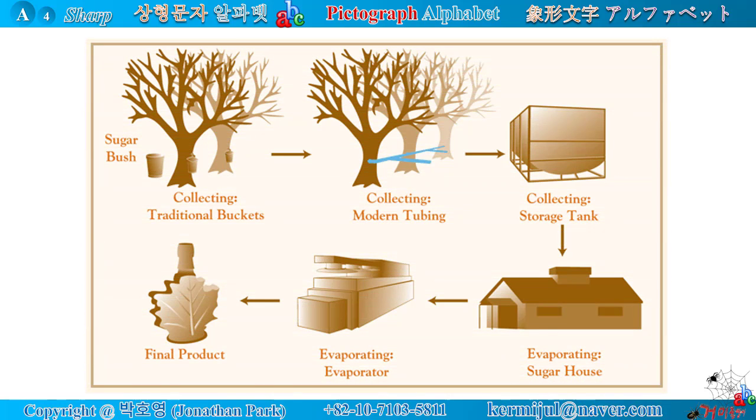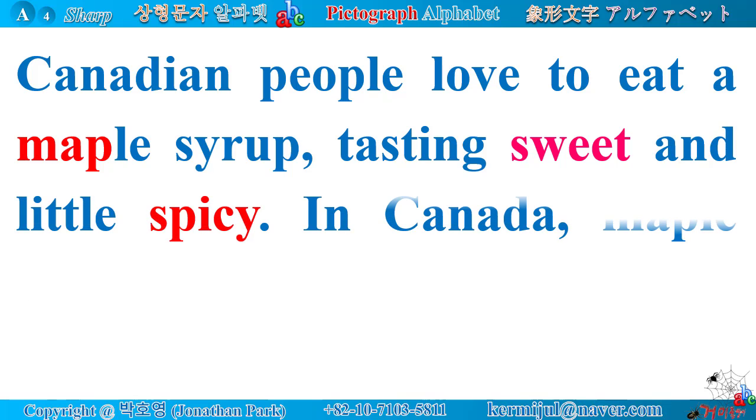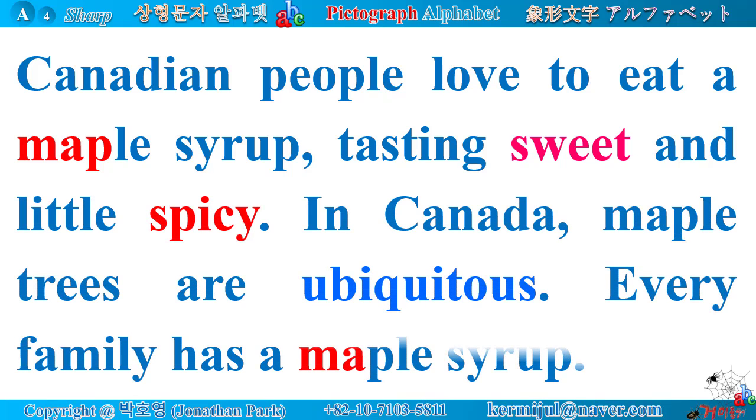First, collect the sap by using a traditional bucket or modern tubing system in the sugar bush. Second, gather all collected sap into the storage tank. Third, evaporate the collected sap by using an evaporator at the sugar house. Finally, you can have delicious maple syrup. Canadian people love to eat maple syrup, tasting sweet and a little spicy. In Canada, maple trees are ubiquitous. Every family has maple syrup.